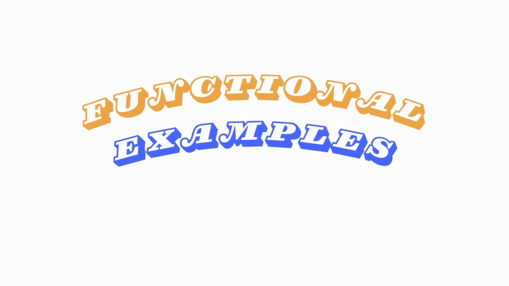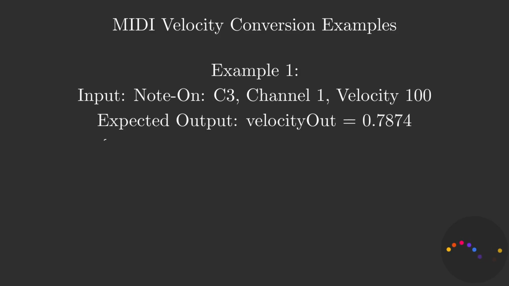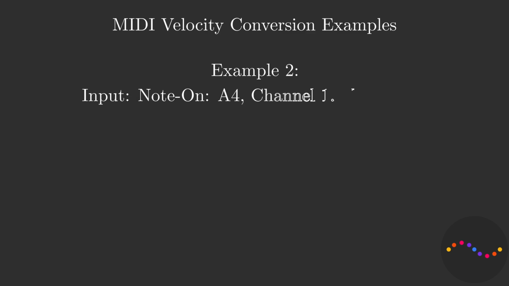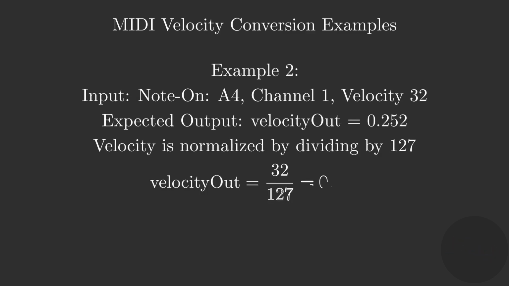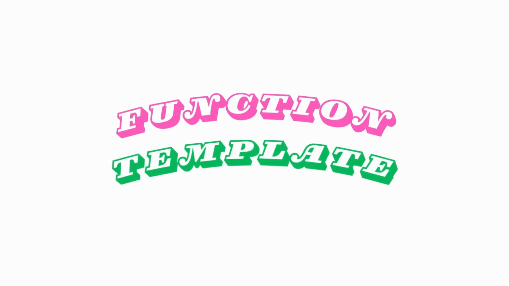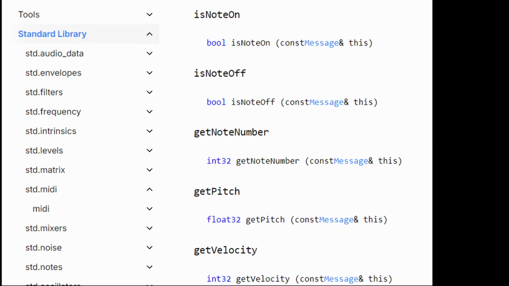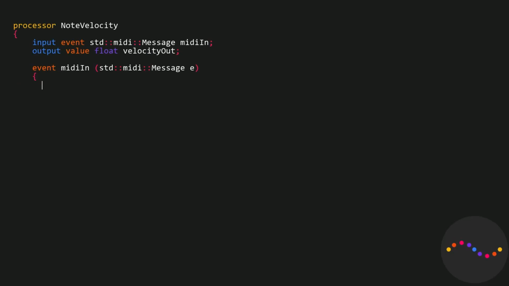Functional examples. Example 1. Input. Expected output: velocity out equals 0.787. Example 2. Input. Expected output: velocity out equals 0.251. Function template and definition. It's a simple function. From the documentation, we see that the method getVelocity returns an integer between 0 and 127. To normalize it, we simply divide by 127.